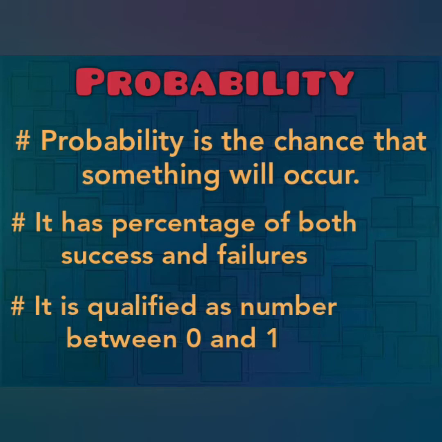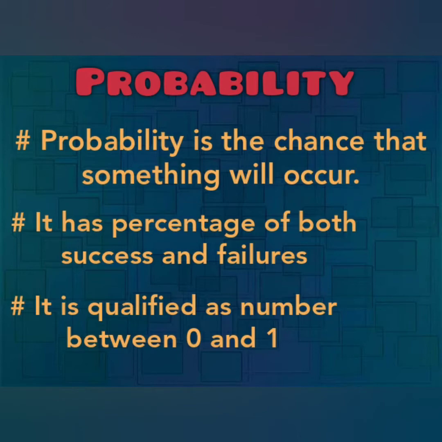For example, sweets are determined by checking a sample, like testing a single piece. Gamblers always depend on chance. In fact, the theory of probability was first applied to gambling. So, the simple definition of probability is the chance that something will occur. It has a percentage of both success and failure. It is quantified as a number between 0 and 1.